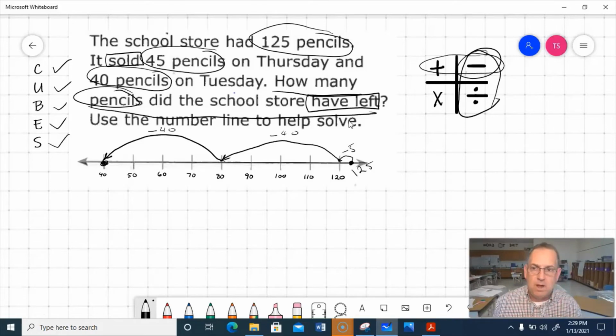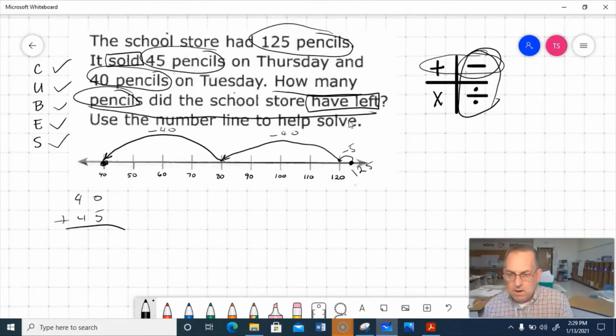We'll do it in computation too. I have 3 numbers there, and I can subtract twice, or I can add those 2 numbers together and then subtract once. And I think that's what I'm going to do. So I'm going to do the 40 plus 45. And see how I did it backwards there, but it doesn't matter. There's a commutative property of addition. 5 plus 0 is 5, and 4 plus 4 is 8. So that means they sold a total of 85 pencils.